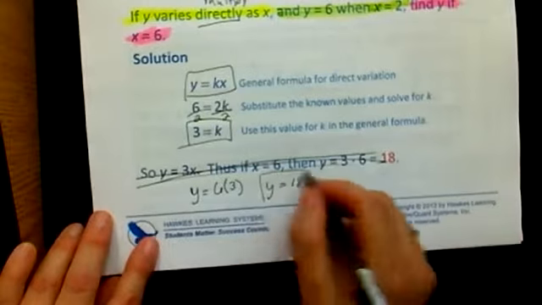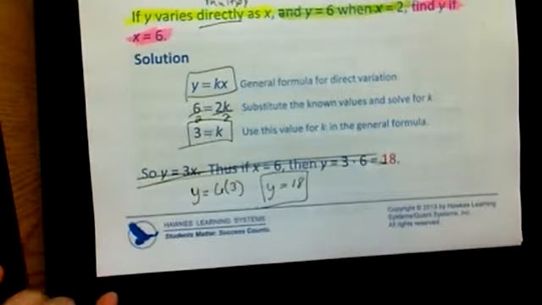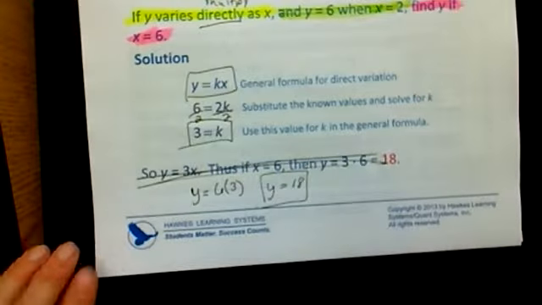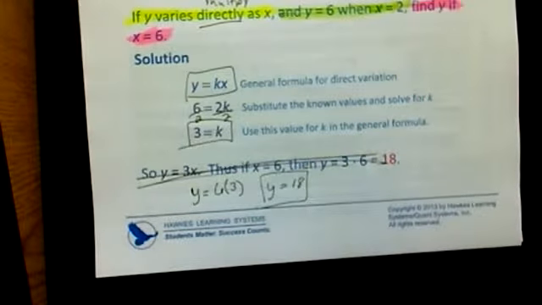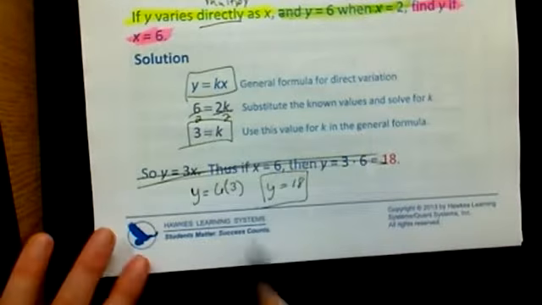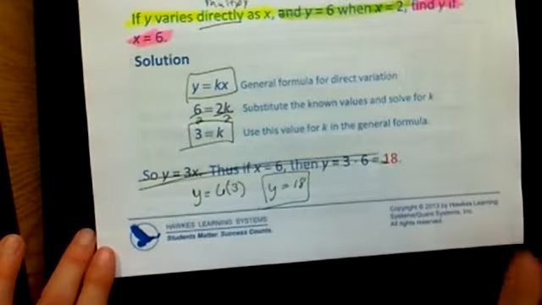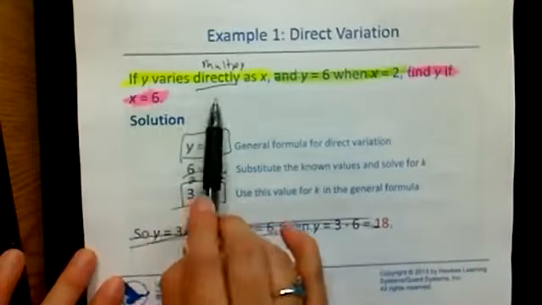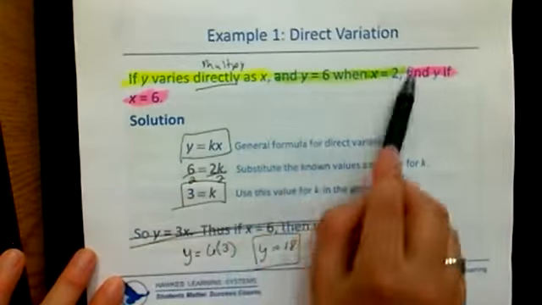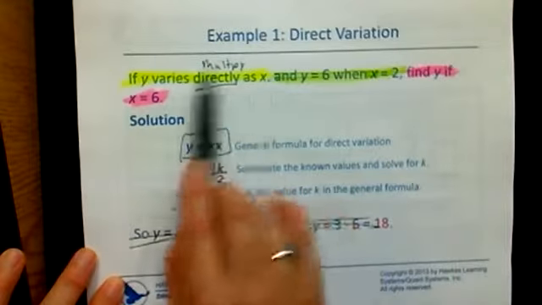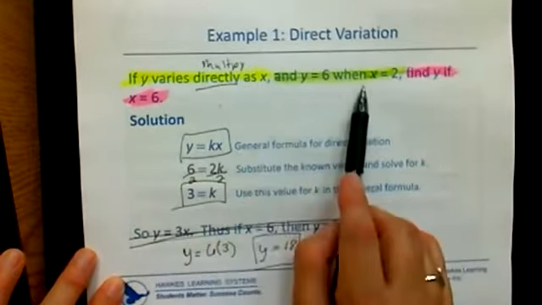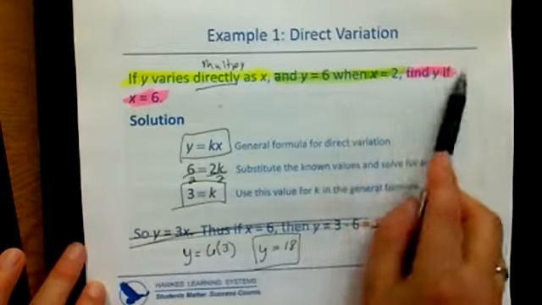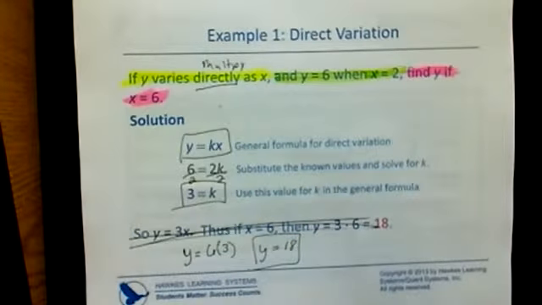Okay, so y ends up equaling 18. And so each variation, once we find out our constant term, we can find a whole bunch of different ones and a whole bunch of things that relate to it. So if you always go through and look at your statement up above and break it into its pieces, first piece gives you your equation, second piece gives me the values I need to find k, and finally the last piece tells me what my answer part was going to be.